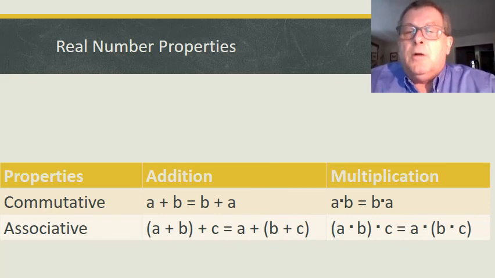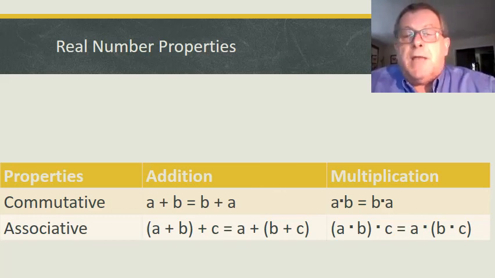Now, very similar is the multiplicative property. A times B equals B times A. So again, it doesn't matter the order. 3 times 4 is 12, and so is 4 times 3. No matter the order, the commutative property prevails, and both expressions are equal to each other.